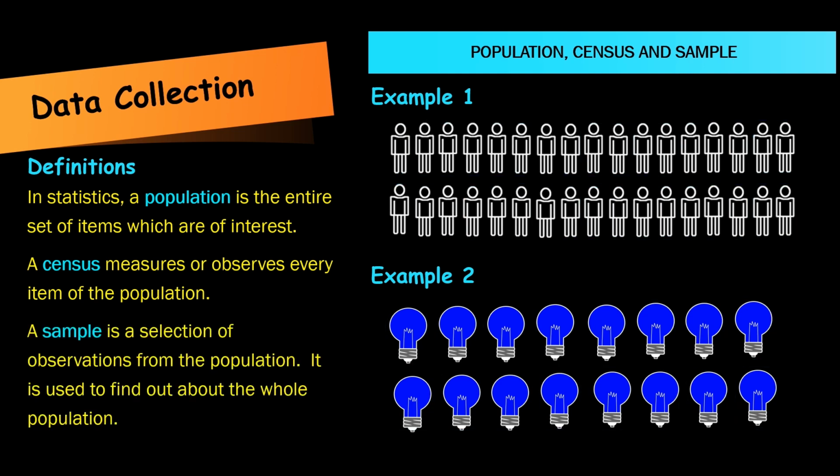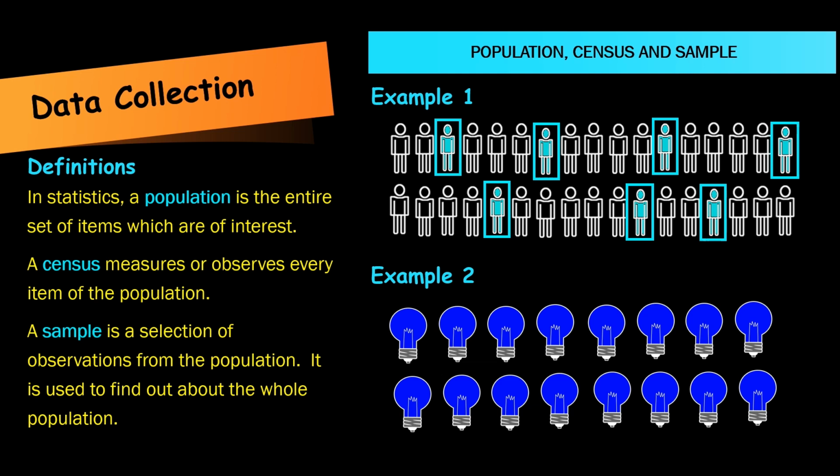A sample is a selection of observations from the population. It is used to find out about the whole population. So in example 1, we could select the people highlighted in red, as shown here. And in example 2, we could select the light bulbs highlighted in the red box, as shown here.